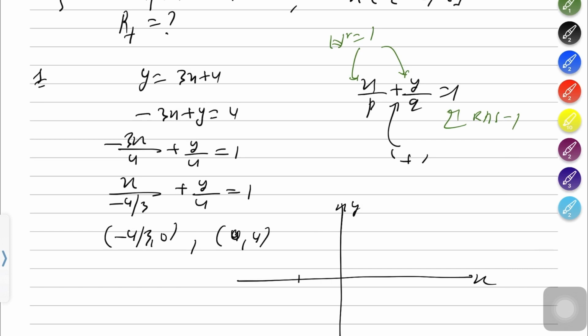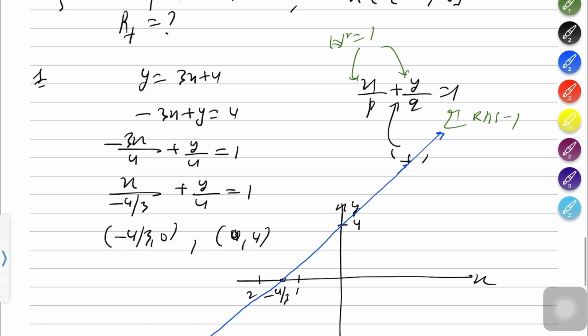Minus 4, let's say this is 1 2, so this is around here minus 4. So this is minus 4 upon 3 and this is 0, let's say this is 4. Now joining these 2 points we can get a straight line.